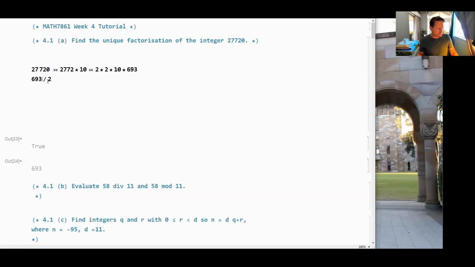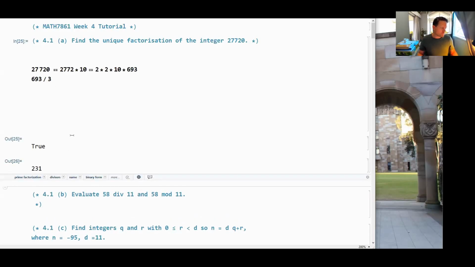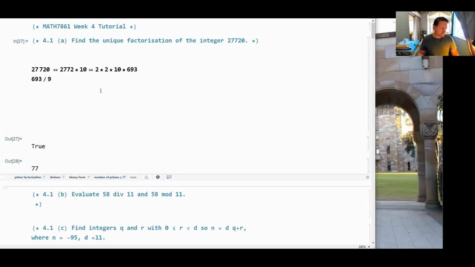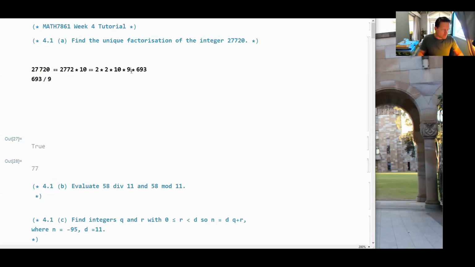So let's do that. 231, but now I can see straight away that 231 is also divisible by 3, so we may as well make that a 9. Okay, and so we get 77. So I'll put the 9 in here, and then we have 77 there, but 77 is clearly 7 times 11, and both of those are prime.